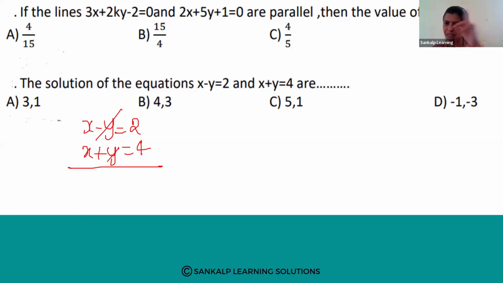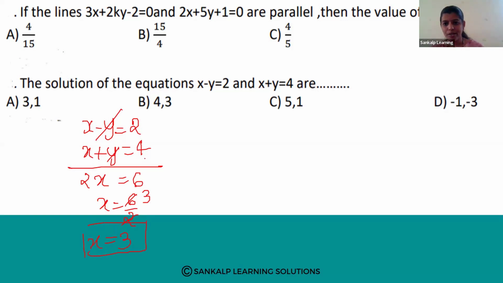Therefore 2y will get cancelled. What remains here? 2x is equal to 4 plus 2, it is 6. x is equal to 6 divided by 2. 2 ones are 2, 2 threes are 6. That means the x value is 3 here. Okay, the x value is 3.